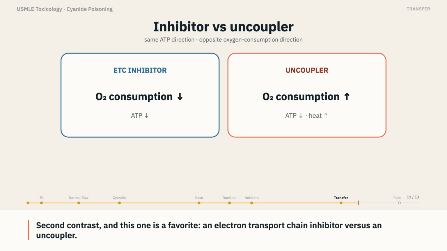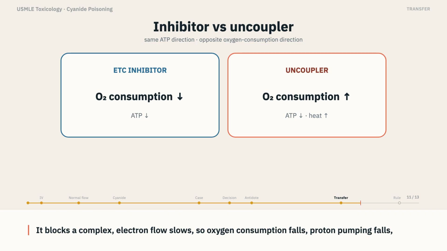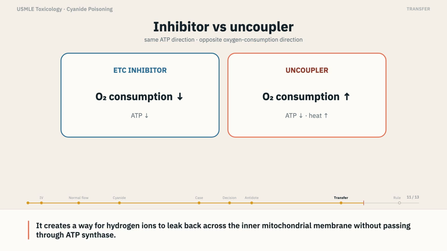Second contrast, and this one is a favorite: an electron transport chain inhibitor versus an uncoupler. Cyanide is an inhibitor. It blocks a complex, electron flow slows so oxygen consumption falls, proton pumping falls, the gradient falls, and ATP falls. An uncoupler is a different class of agent. It does not block any complex. It creates a way for hydrogen ions to leak back across the inner mitochondrial membrane without passing through ATP synthase.